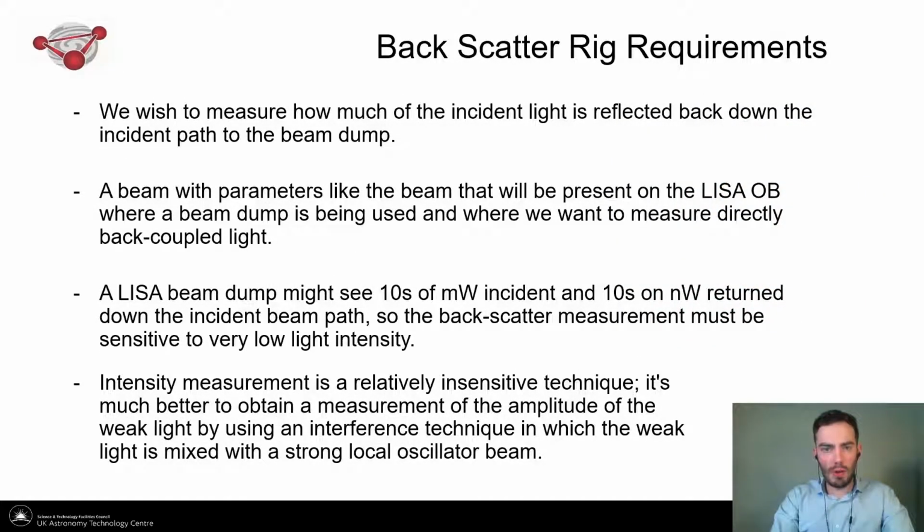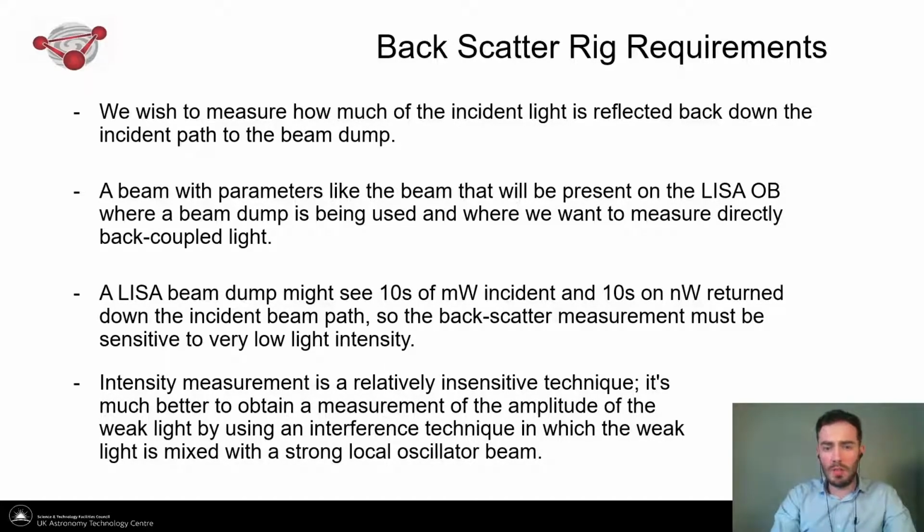Onto the backscatter rig requirements. To start with, we require a beam that emulates the LISA parameters as much as possible in terms of laser wavelength, beam profile, beam size, and angle of incidence on the component. We want to direct this LISA-like beam at a component and measure the directly back-coupled light.